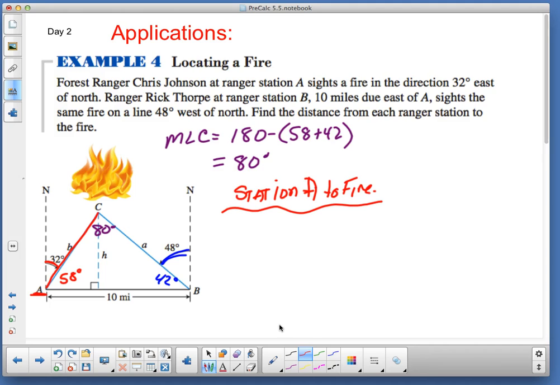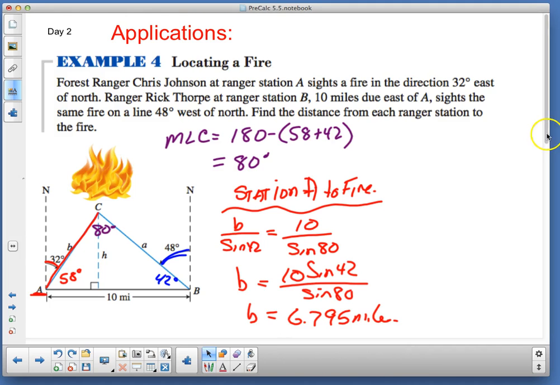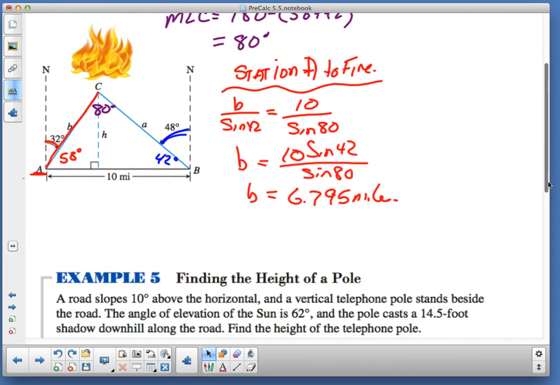Well, to do this, I'm going to start with B over sine of 42 is equal to 10 over sine of 80. Okay, well, this is going to be equal to B equals 10 sine of 42 over sine of 80, and I pop that in my calculator, and I get 6.795 miles. So the distance from station A to the fire is 6.795 miles. And I got a word question, so I suppose I should say a word answer.